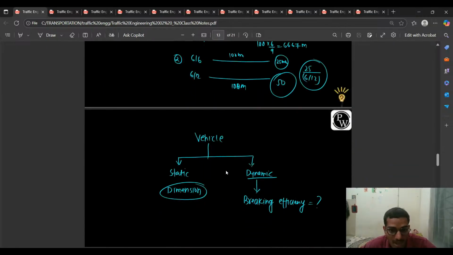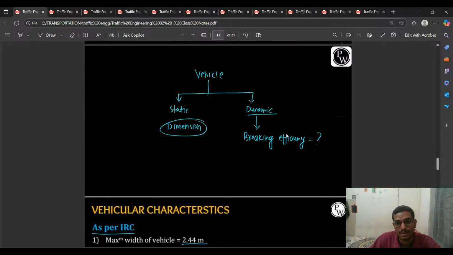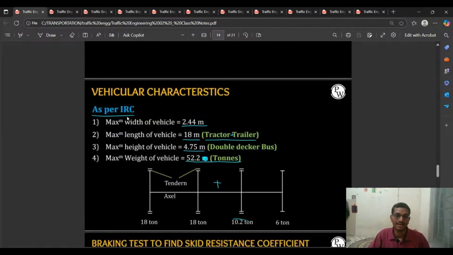So vehicle statics and dynamics, static dimensions, braking efficiency, vehicular characteristics. As per IRC, the maximum width of a vehicle is 2.44 meters and the maximum length of a vehicle, tractor or trailer, is 18 meters. The maximum height of a vehicle is 4.7 meters. That was the height of a double decker bus. Maximum weight of the vehicle is 52.2 tons.